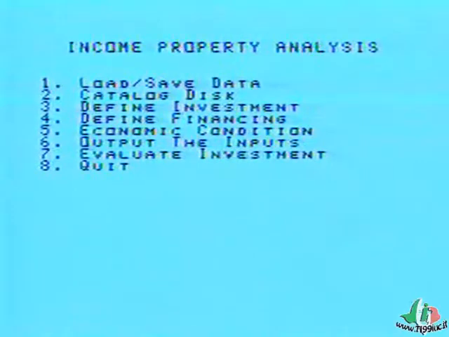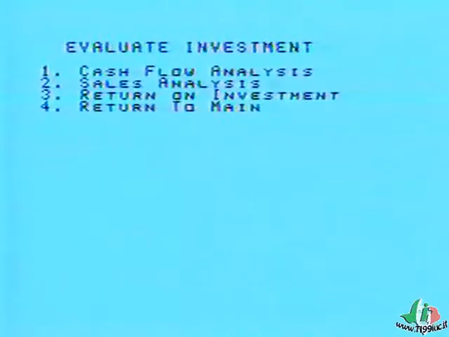6 is output the inputs, and what you get is a really nice display on one page. There's a sample of that in the manual of all this information that we just put in. This doesn't come out on the screen, it comes out on your printer. I'll show you what you can get for evaluate investment, which is number 7. So let's go down there.